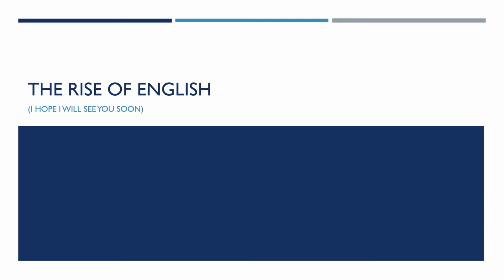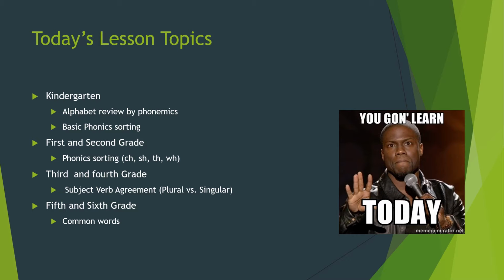Today, we are going to cover alphabet review by phonetics. What I mean by that is basic alphabet sorting by word and listening for sounds and wondering, okay, does it start with this letter or that letter? First and second grade is continuing with that theme, but looking at more complicated combination sounds such as ch, sh, th, and wh, like in where, when, those kind of things.